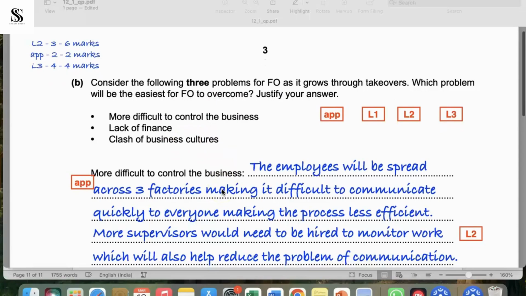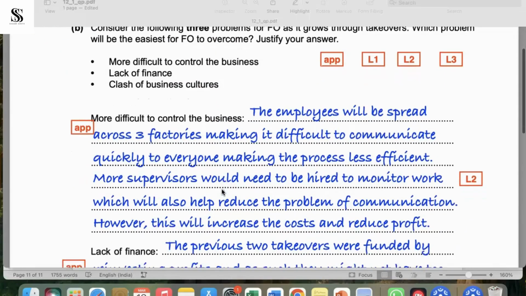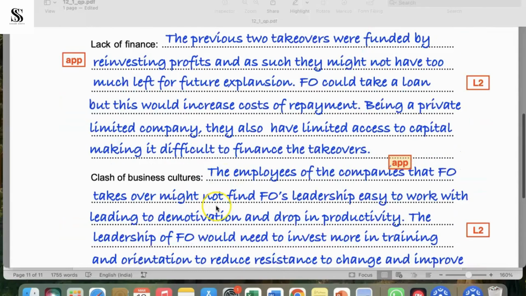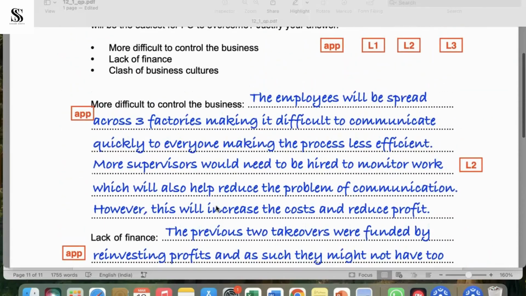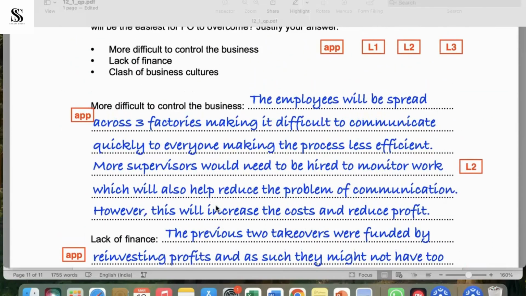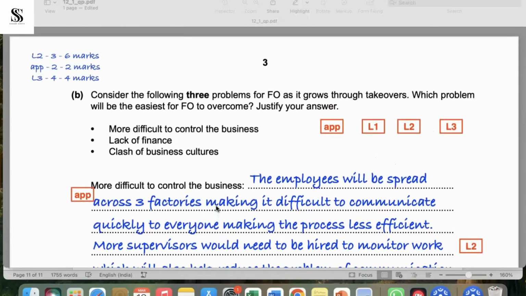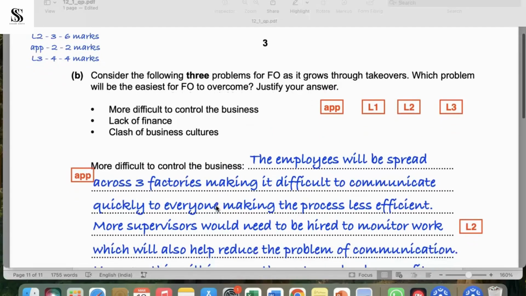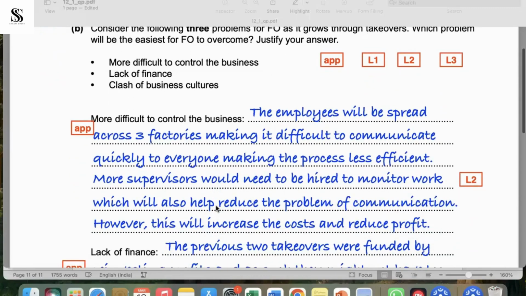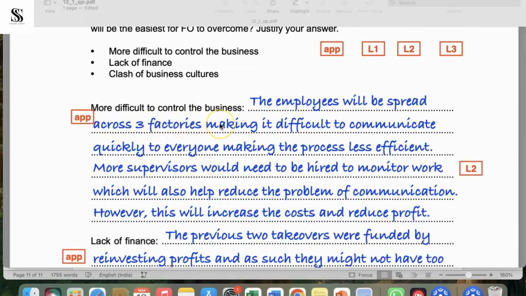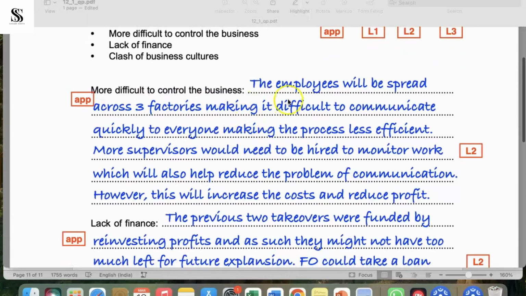And this is a typical 12-marker where you have 3 different points to discuss. So if you manage a clear L2 statement for each of these with application, you would have covered most of the requirement, and all it needs is you to justify the recommendation. All right, so the suggested answer for this: more difficult to control the business. So explaining that, of course, most of this answer is drawn from details given in the case study, so it will make more sense to you once you read the case study also.